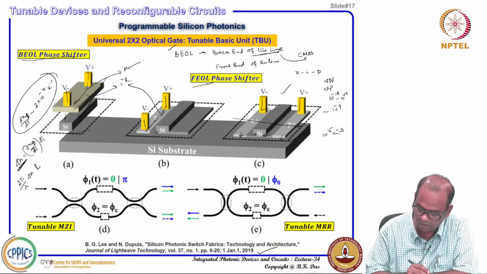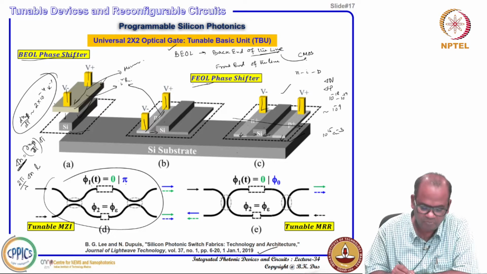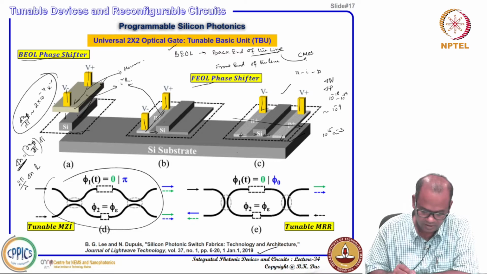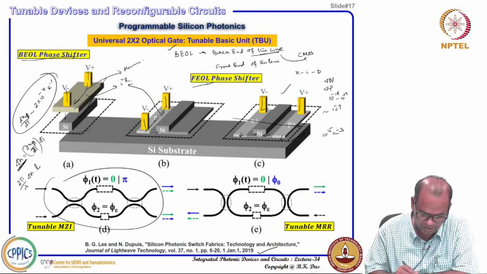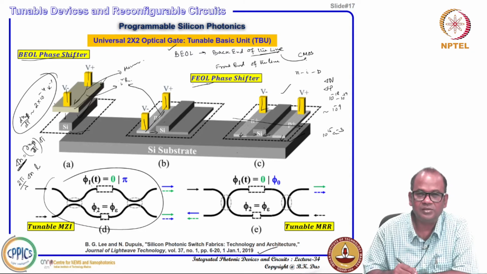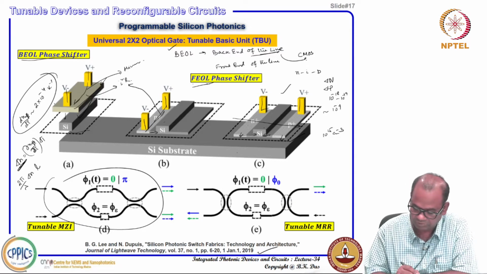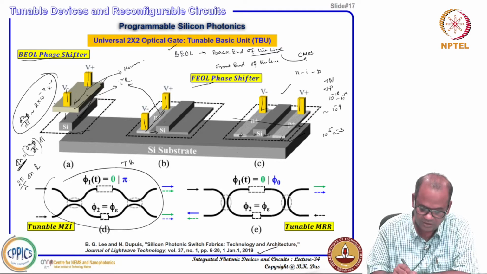They have shown that using this phase shifter you can realize a Mach-Zehnder interferometer, where this time dependent phase can be 0 or pi for digital application, right. You can have phi 0, and you can have another arm where you can give a certain bias to compensate if there is any phase difference after fabrication, post fabrication etc. You can do that, and at the same time this is actually a TBU. You can consider this a tunable basic unit or 2 by 2 optical gate.